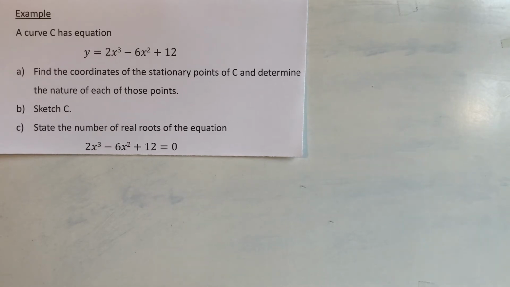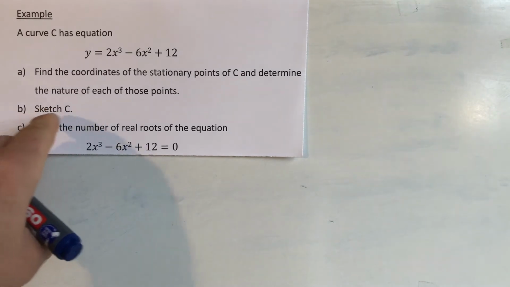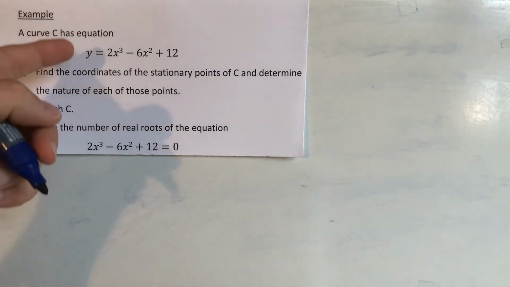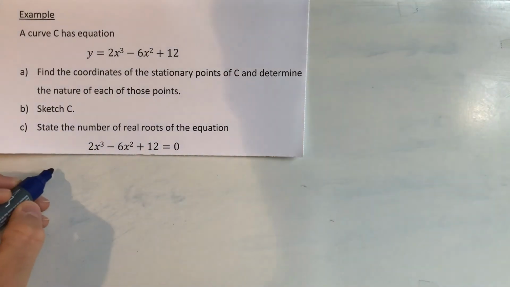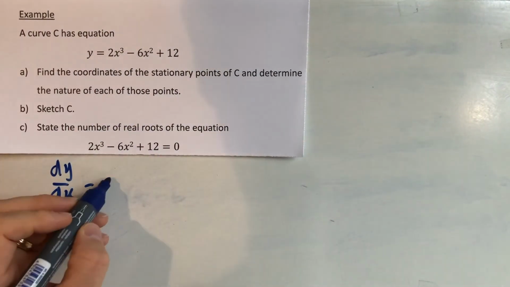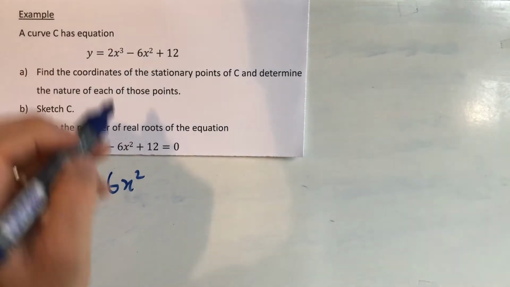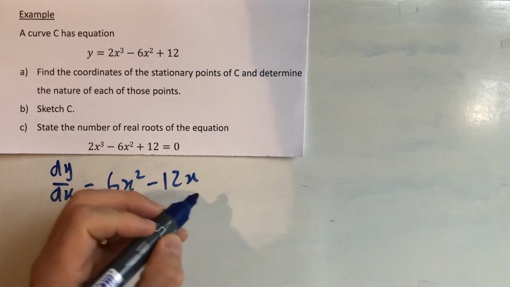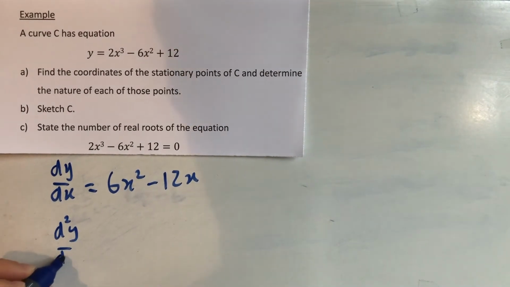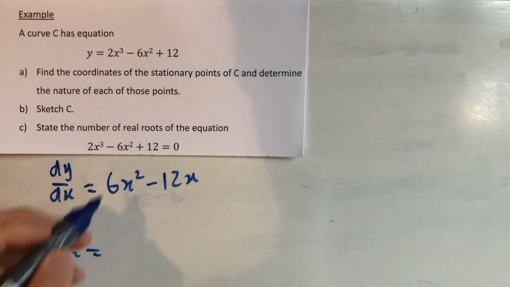So this next one's very similar to that previous one, with the exception that we're going to draw a sketch of the graph based on what we find. So I start off for the stationary points doing as I did before. I differentiate: 6x squared minus 12x, and I differentiate again: 12x minus 12.